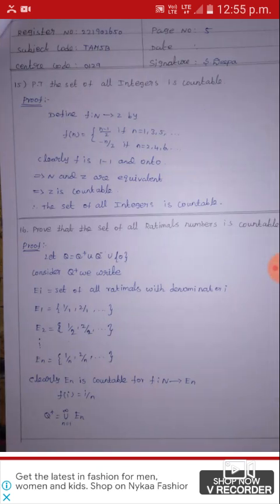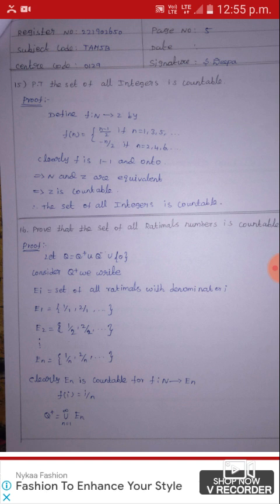Prove that the set of all integers is countable. What are integers? N equal to 1, 2, 3 like that. Z equal to 0, plus or minus 1 like that. Define f from N to Z by f of n equal to (n minus 1) divided by 2 if n equals 1, 3, 5, and minus n by 2 if n equals 2, 4, 6. Clearly f is one-one and onto. If you substitute odd numbers, we get non-negative integers, and for even numbers we get negative integers.